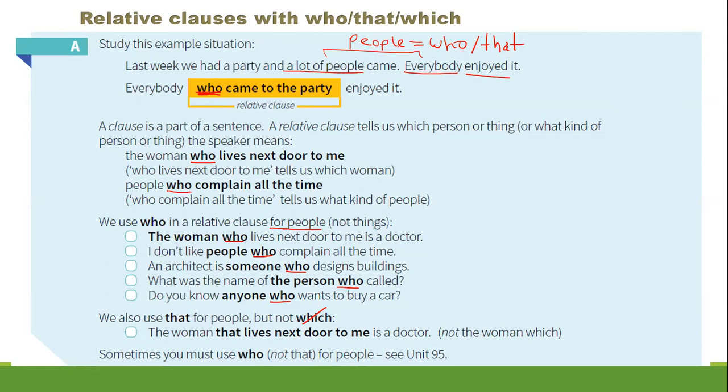And we have, what was the name of the person who called, right? That's very common. And also sometimes we can use that. For example, the woman that lives next to me is a doctor, right? Not which, but we use that. Sometimes you must use who, not that, with people, but usually who or that is possible to use. Okay, let's continue with the next one.